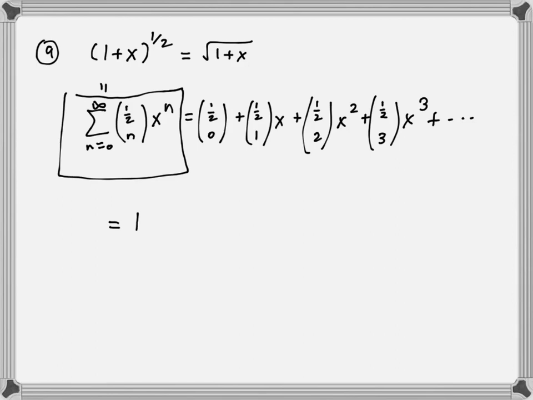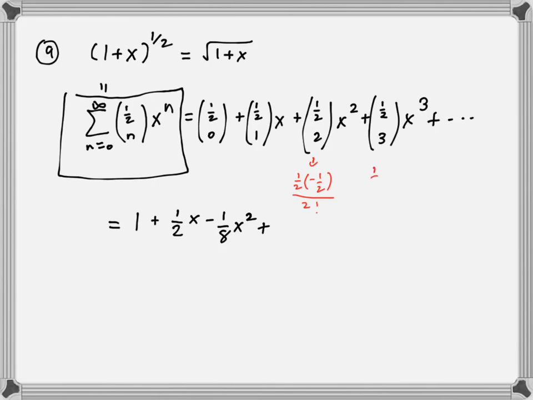First term is just going to be 1 because it's choose 0. The next term is going to be 1/2 x, right? What's this guy going to be? So this guy is 1/2 times, you subtract 1, right? So it's negative 1/2, and then divided by 2 factorial. So what would that be? That would be negative 1/8, right? So it would be negative 1/8 x squared.